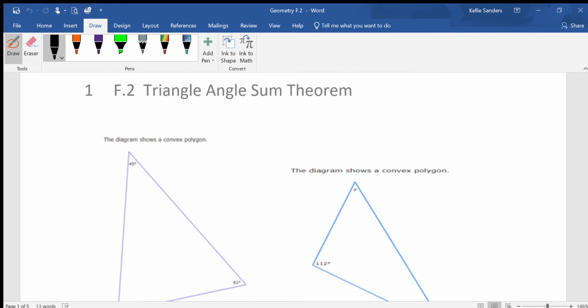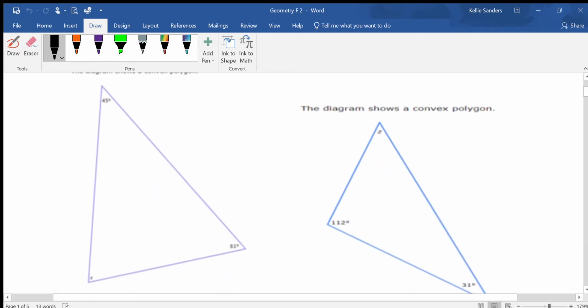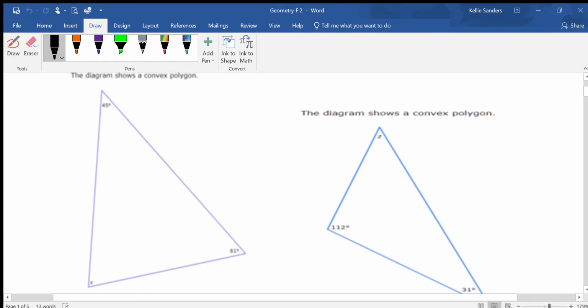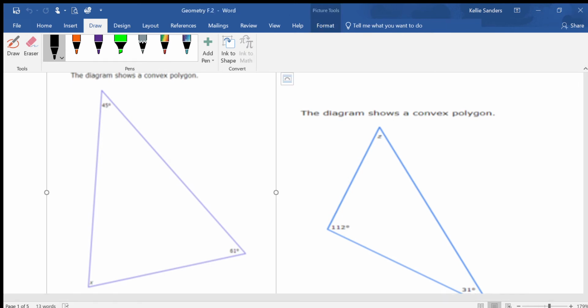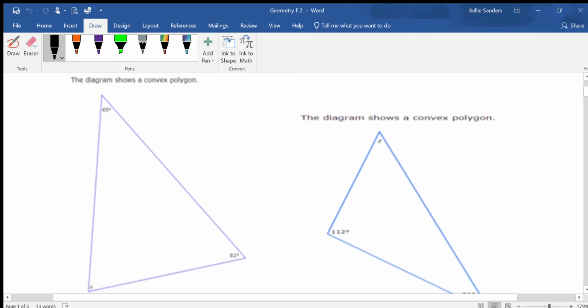F.2, the triangle angle sum theorem. I know the video is pretty blurry and I apologize for that, but it is way better than what my first videos were like. So, triangle angle sum theorem. All of these are going to be triangles.